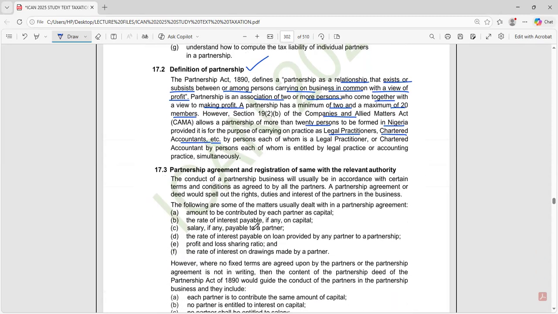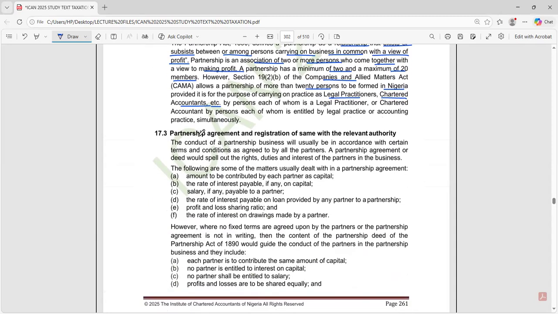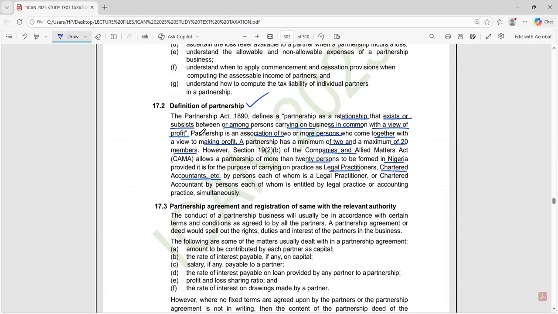Audit firm is accounting firm. So let's move further. The people that form a partnership are known as partners. It is the business that we call partnership. You understand what I mean?